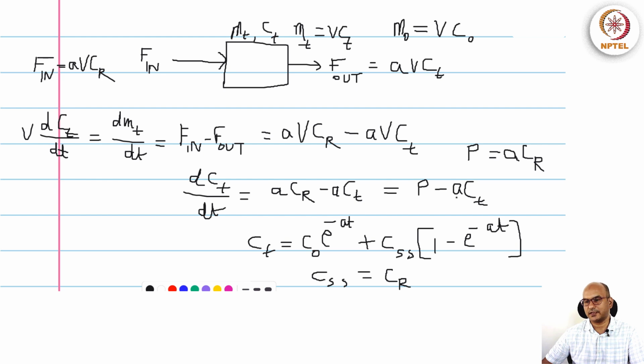because if we solve this for steady state, let's say dC by dt equal to 0, a steady state, dC(t) by dt equal to 0, which means P equal to A C_SS, and P is A C_R, so A C_R equal to A C_SS, which means C_R is equal to C_SS.